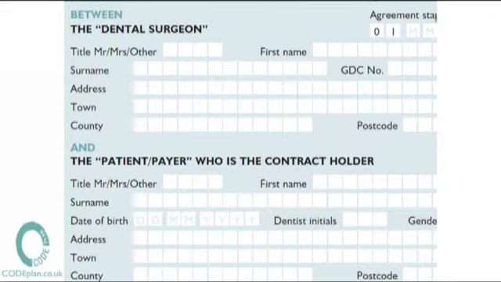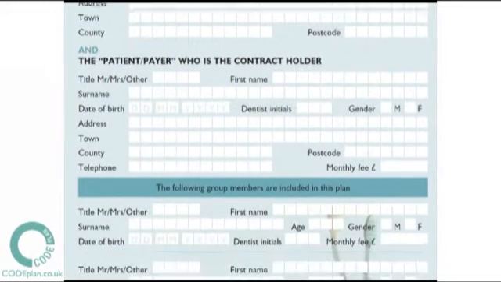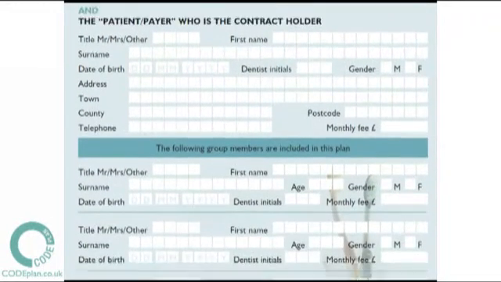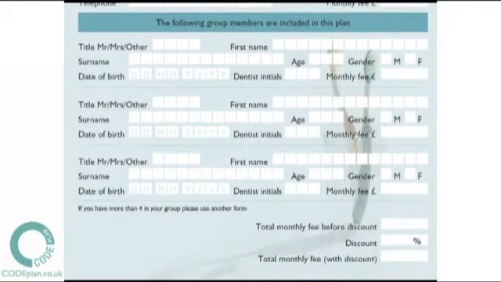And then below this, you'll see the group discounts. Most plans have family discounts. 5% for 2 people, 10% for 3 people, and 15% for 4 or more people on the plan. So here we have to calculate the family discounts.